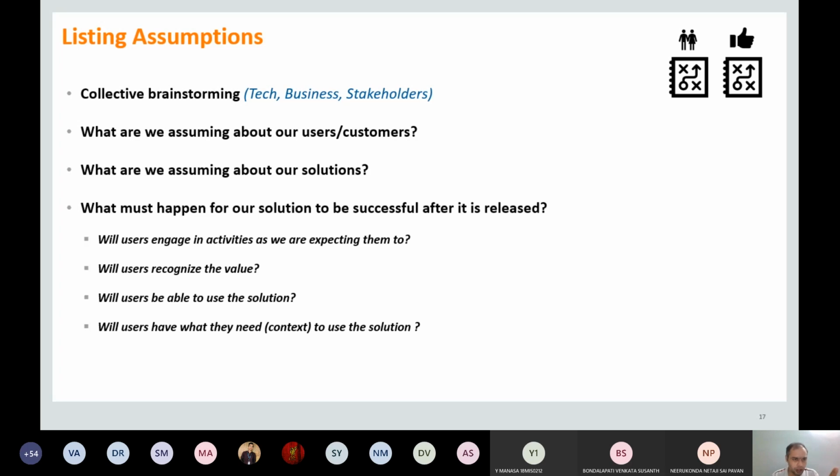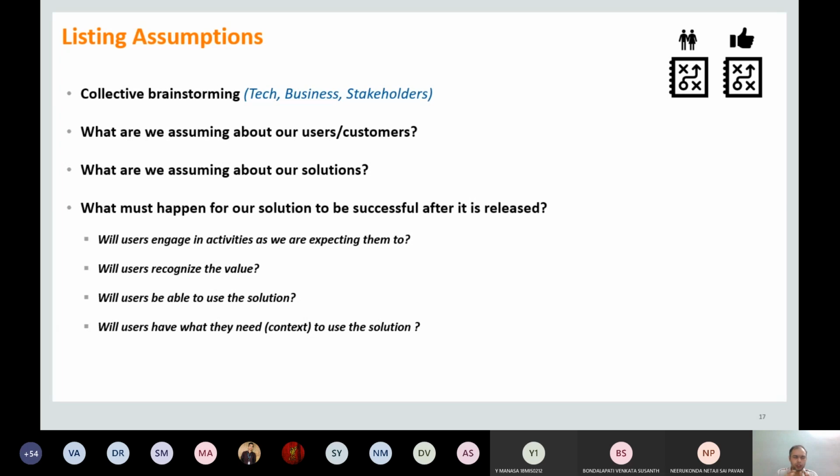When you do this process, you should think: will users engage in activities as we expect them to? It may not happen, because your users may not be ready to help you. Will the users recognize the value in the problem you have mentioned? Will the users be able to use the solution? Will the customers be satisfied in the context of what you propose as a solution?